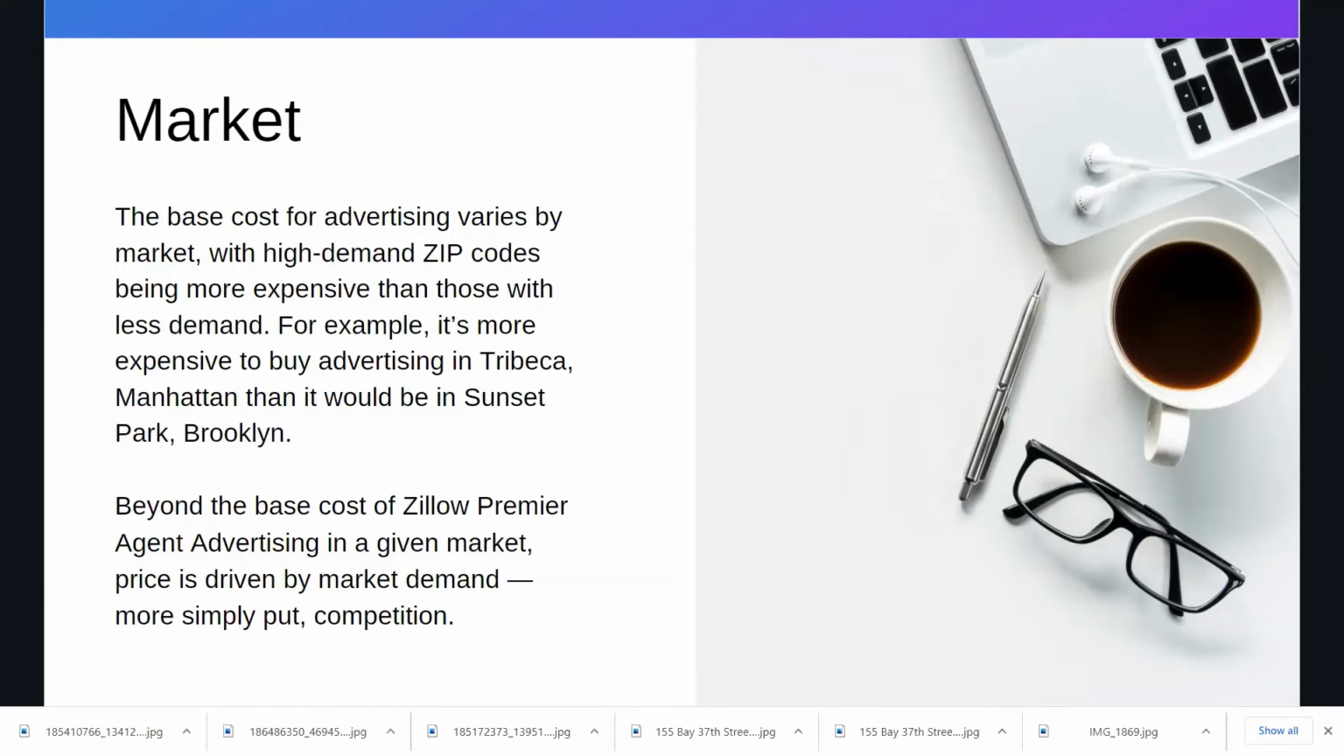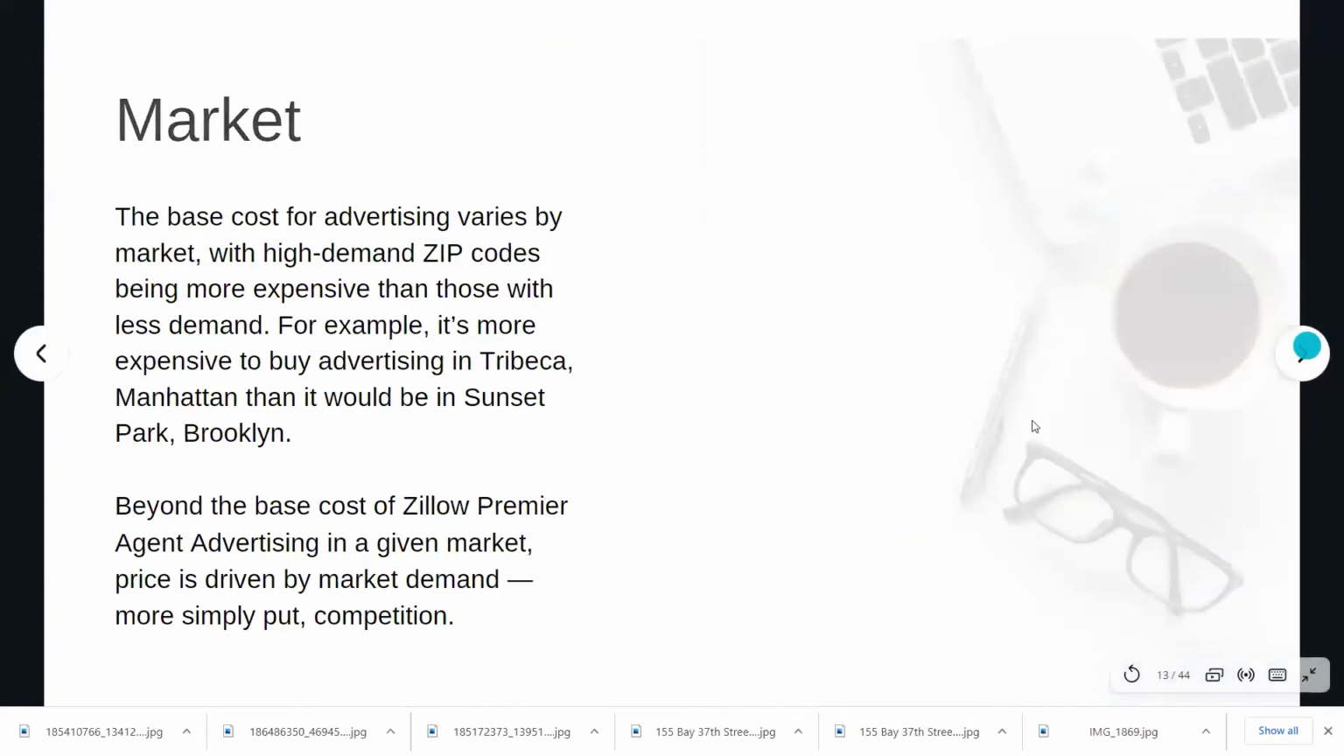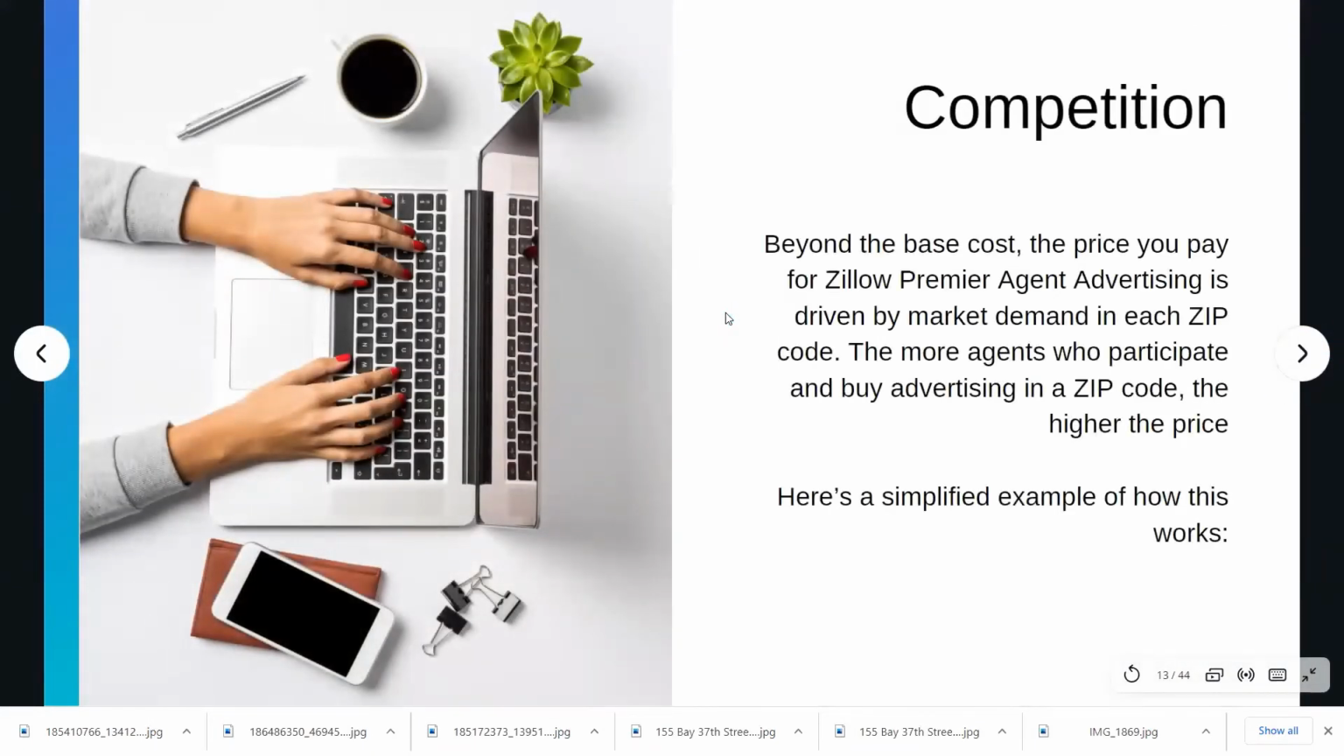So for instance, if you're going to buy in Tribeca, then it would be more expensive than perhaps buying in Sunset Park, Brooklyn. Beyond the base cost of Zillow Premier Agent in any given market, price is also driven by the demand. So your competition: beyond the base cost, the price you pay for Zillow Premier Agent is driven by the market demand in each zip code. The more agents who participate and buy advertising in a zip code, of course, then the higher the price is.